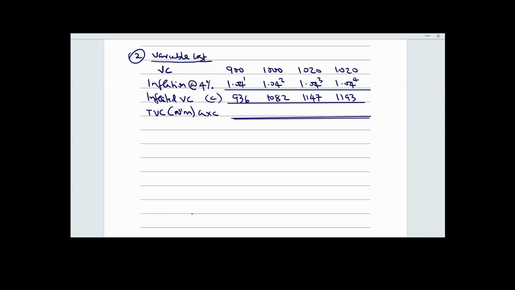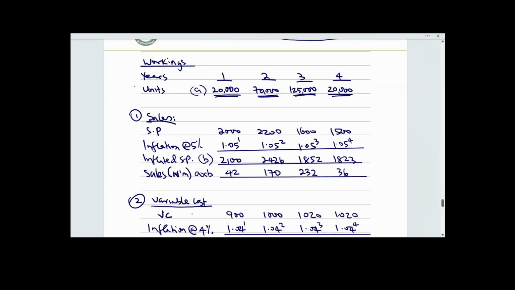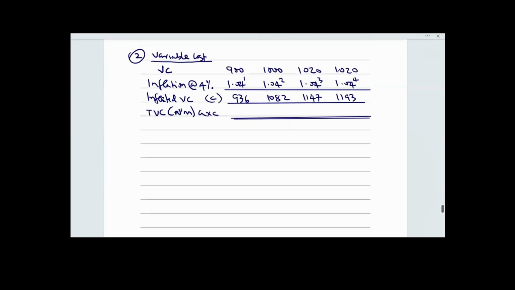All right. So units is 20,000 for the first year. So 20,000 units multiplied by 936 equals 18,726. That's rounding 19 million.